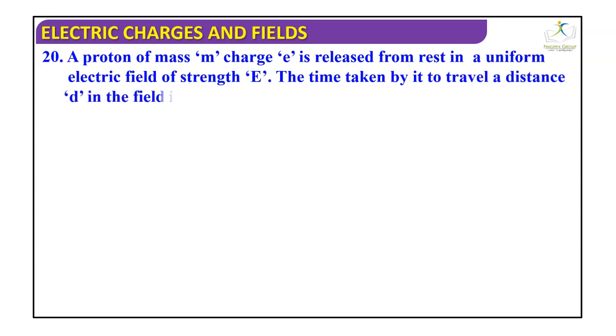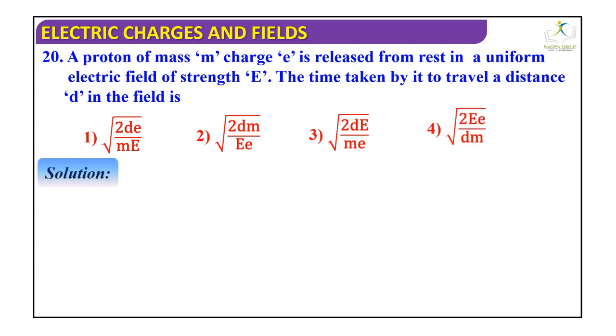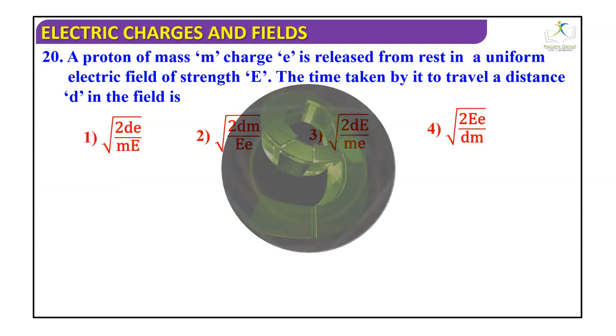Moving ahead with question number 20: a proton of mass m and charge e is released from rest in a uniform electric field of strength capital E. The time taken by it to travel a distance small d in this field is, we have options. Try to solve this particular problem.